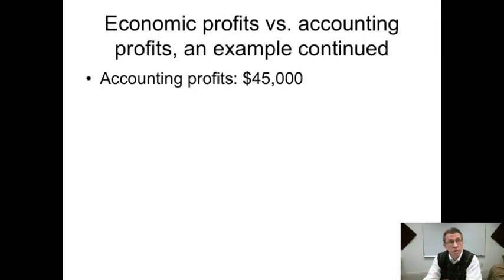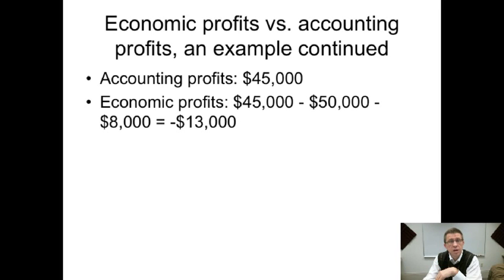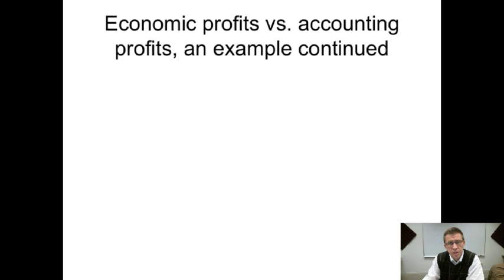But once again, we don't know whether it was smart for this person to stay in business or not. What we need to look at is the implicit costs as well. So the economic profits takes the accounting profits as a starting point, or total revenue minus total explicit costs, the $45,000, and then it subtracts the implicit costs. So here, what are our implicit costs?